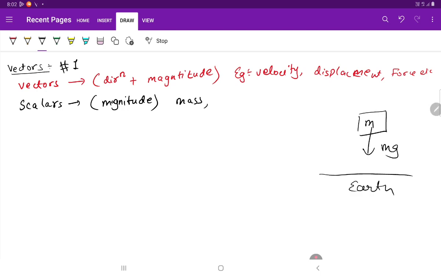You can also say another thing, that work is a scalar quantity, kinetic energy is a scalar quantity. These do not have their own directions. Okay, so these are just basic definitions of vectors.